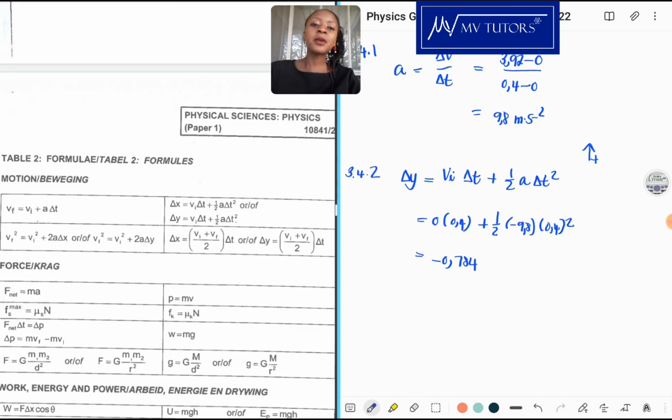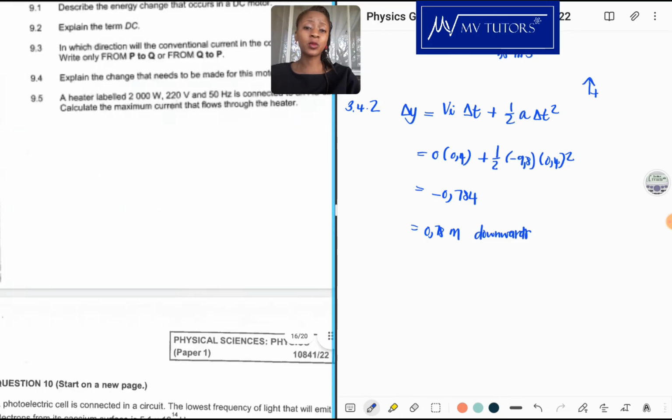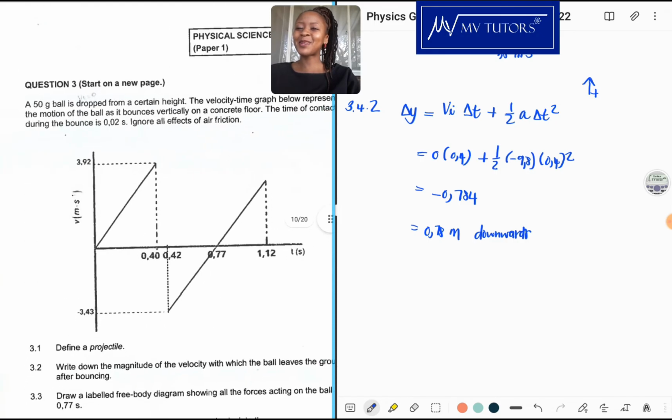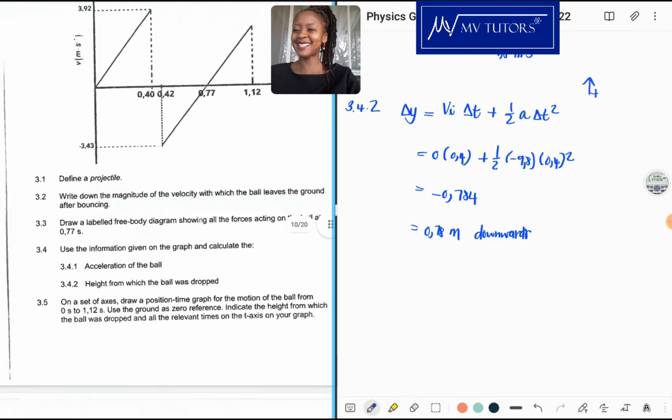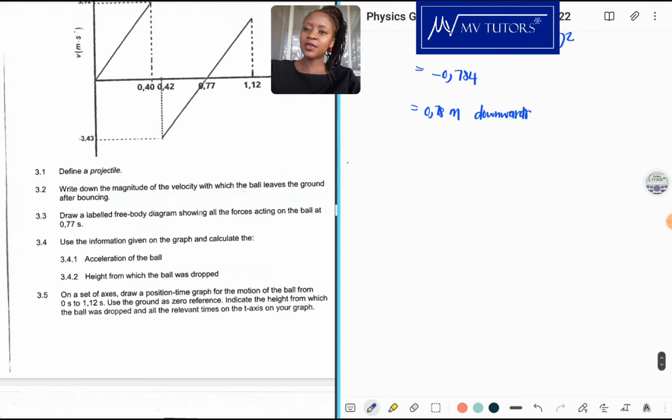And we get a negative answer. What does that mean? Remember, we took upwards as positive, and in which direction is this ball going? It's going down, right? So basically, this just means that it is 0.78 meters downwards. Okay, so don't be scared of negative values. Just remind yourself what direction you're going to take as up, basically if up is positive or if down is positive. Okay, it's up to you to determine. So that is the height from which the ball was dropped.